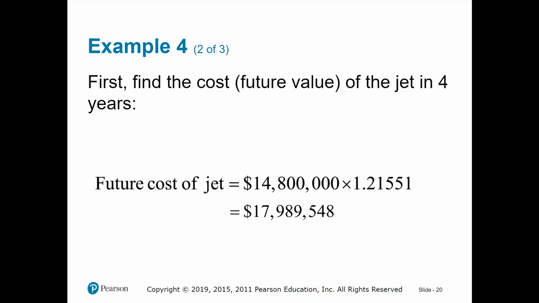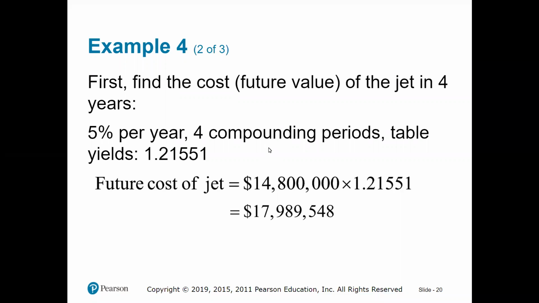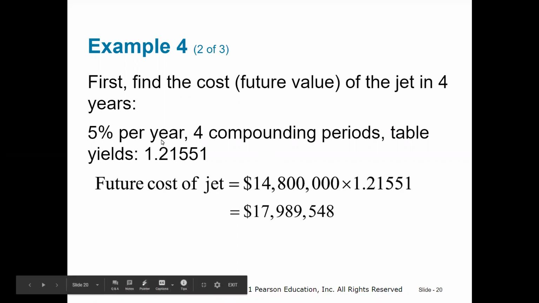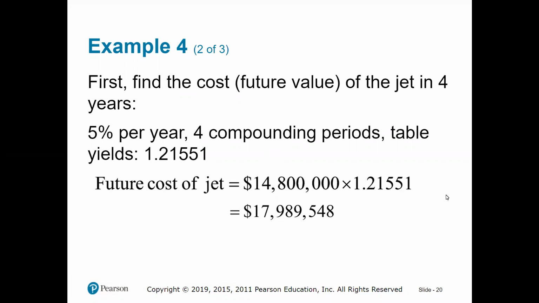So it says, first find the cost or future value of the jet in 4 years. So you're going to take 5% per year, 4 compounding periods, table yields 1.21551. So the future cost of the jet will be $17,989,548.